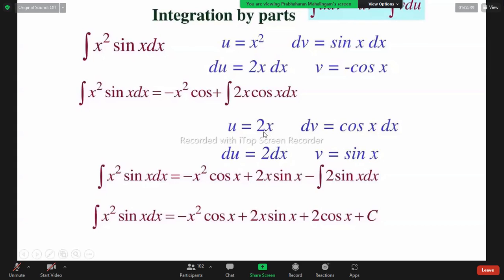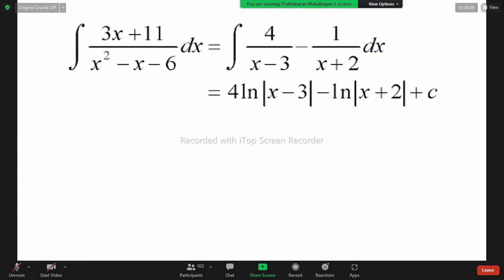Sometimes you assign dv as sin x and v as the integral. I told you, u into dv or v into du, you will assign. Here is the second assignment. That also gives the same answer. Don't worry, this is another way of assigning.